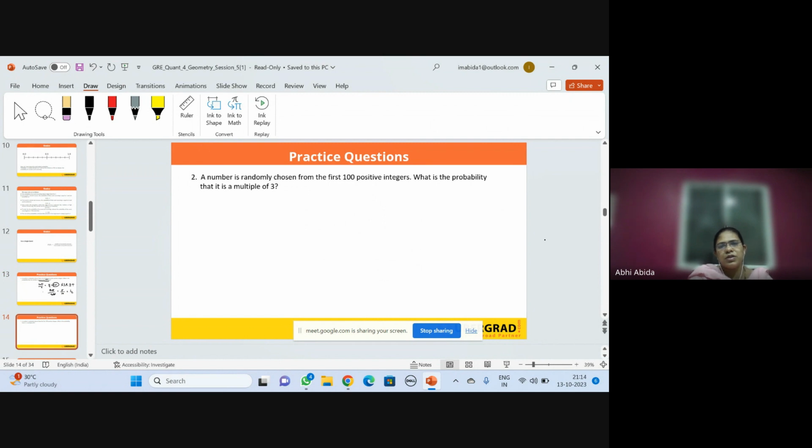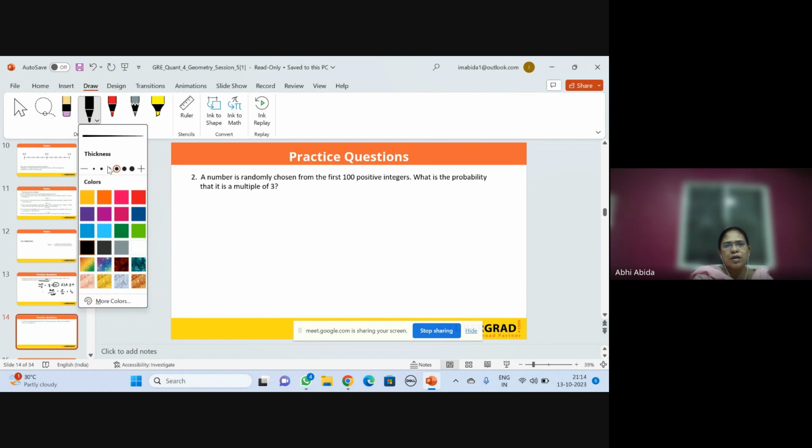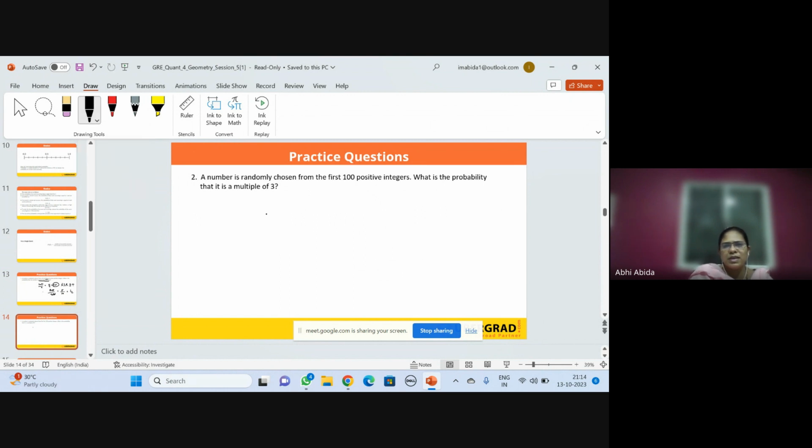Next, a number is randomly chosen from the first 100 positive integers. What is the probability that it is a multiple of 3? From the first 100 numbers, how many multiples of 3 will be there? A simple trick: we see the last number which is a multiple of 3 from the first 100. So 99 is the last multiple of 3, right? Divided by 3, 3 ones are 3, 3 threes are 9, so there will be 33 numbers which are multiples of 3.